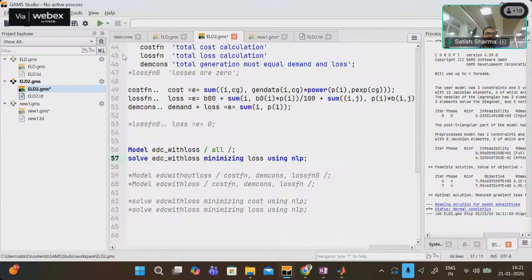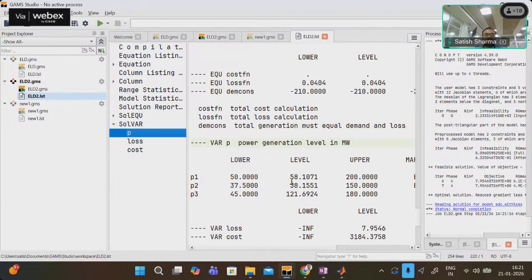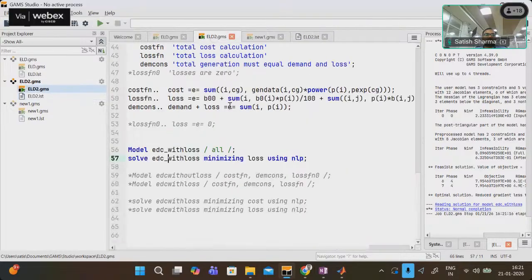So, the model without losses. If I run it, you will see some LST file is open, and in the sol variable you will get the variables like P1 is at 58, P2 is at 38, and P3 is 121. Okay, so these are the values which we have obtained in this particular code. This is without losses we have defined. Yeah, with losses, sorry. Okay, I made a mistake.